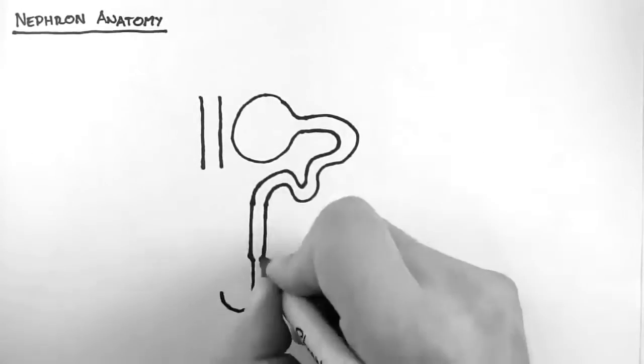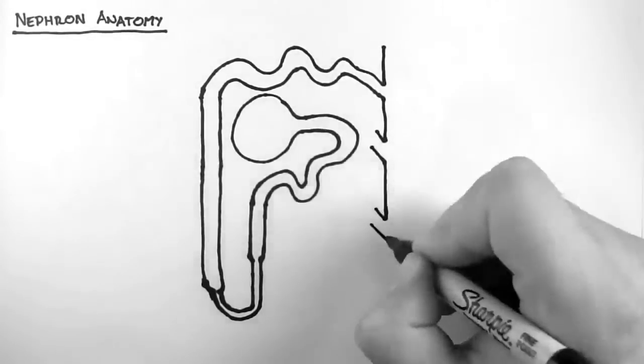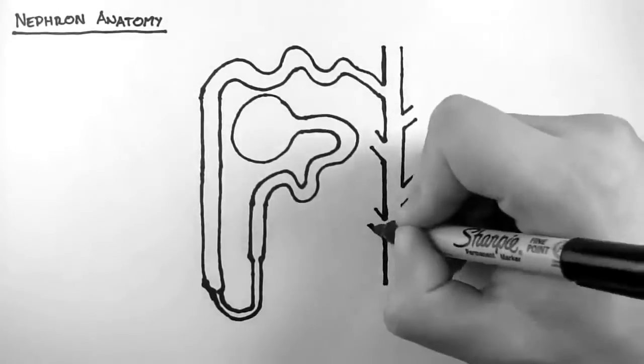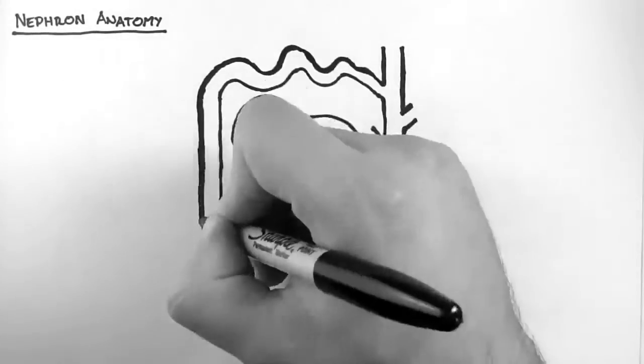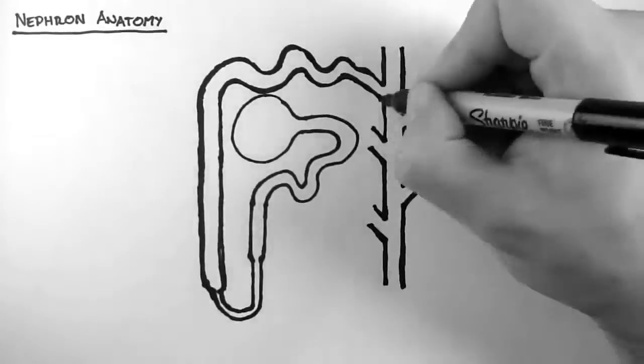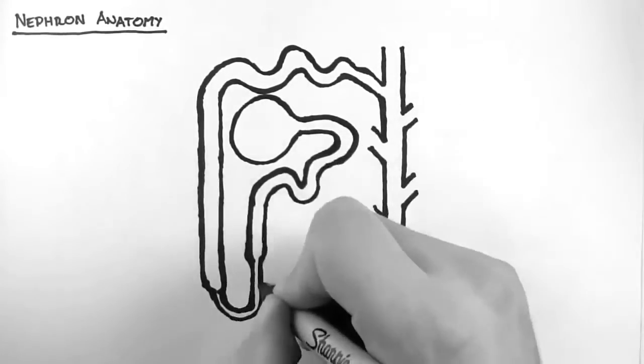Part of the nephron sits within the cortex of the kidney and part within the medulla. The parts in the cortex are the glomerulus, the proximal tubule, and the distal tubule, whereas the loop of Henle dips down into the medulla and then back up into the cortex.